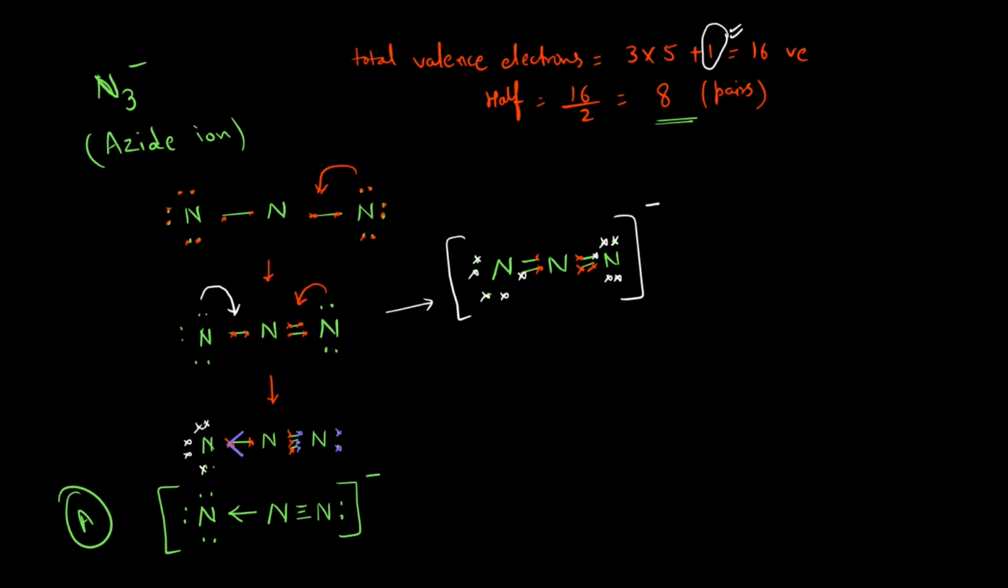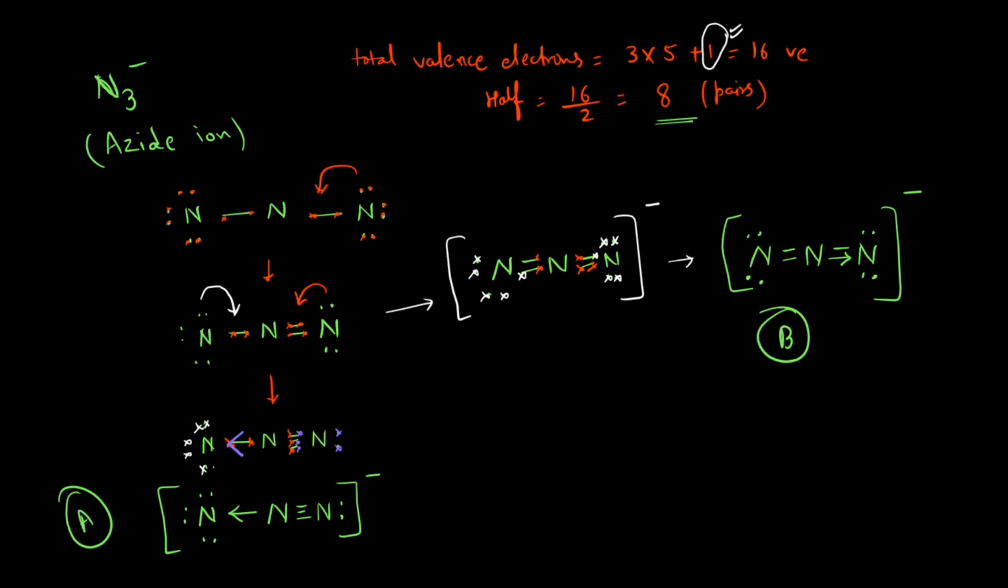So let me draw it nicely. My Lewis structure now is N double bond N double bond N, and there are 2 lone pairs here, and 2 lone pairs here, and there is a dative bond between this and this. This is my other Lewis structure. I name it B. So out of the two Lewis structures, A and B, we have to decide which Lewis structure is most likely.